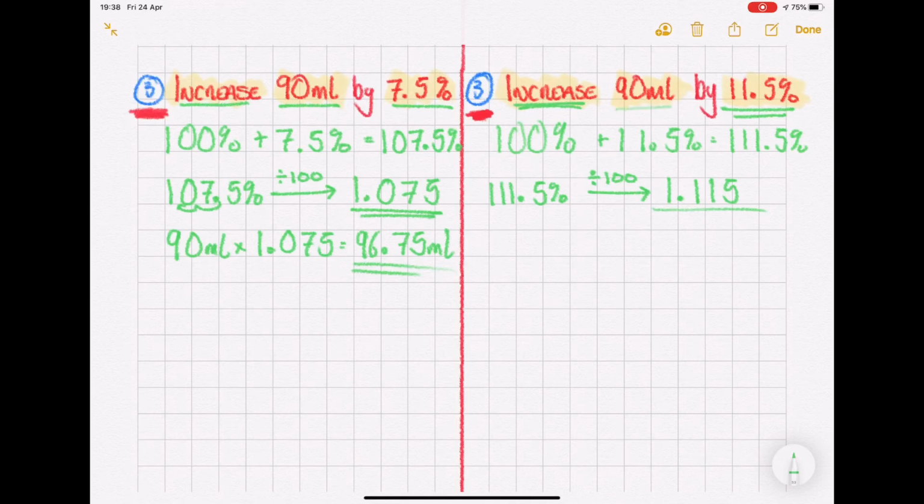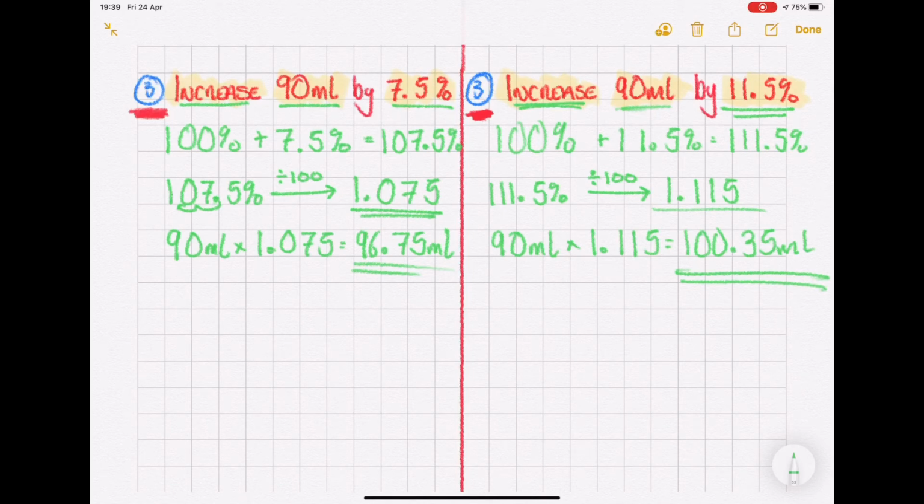So we take our amount, which is 90 millilitres, we times that by our percentage multiplier, 1.115. If we do that on the calculator, 90 millilitres times by 1.115 gives us 100.35 millilitres, and that there is your final answer.